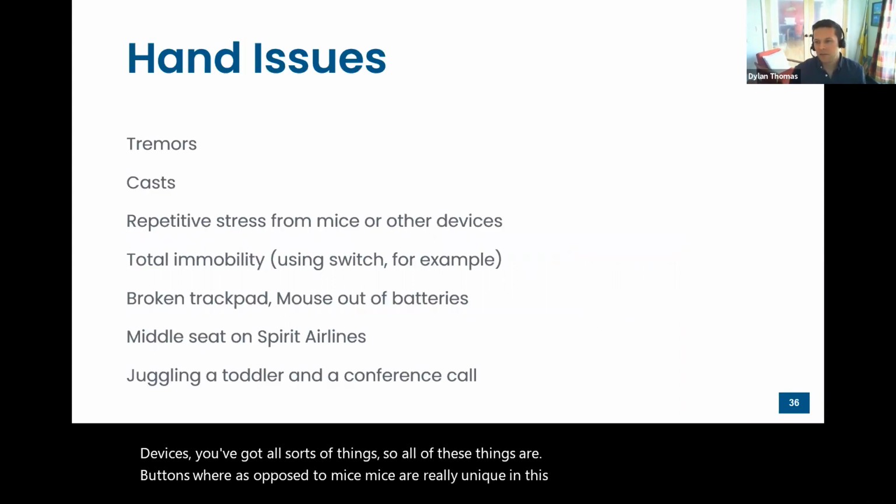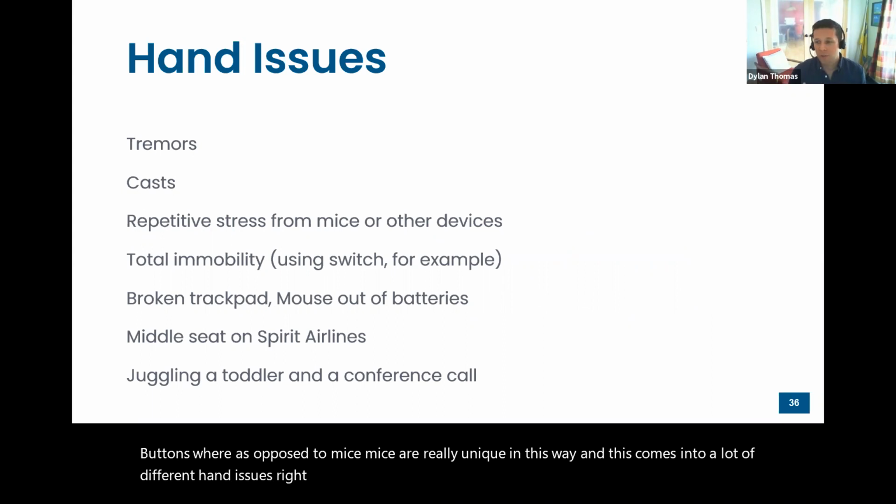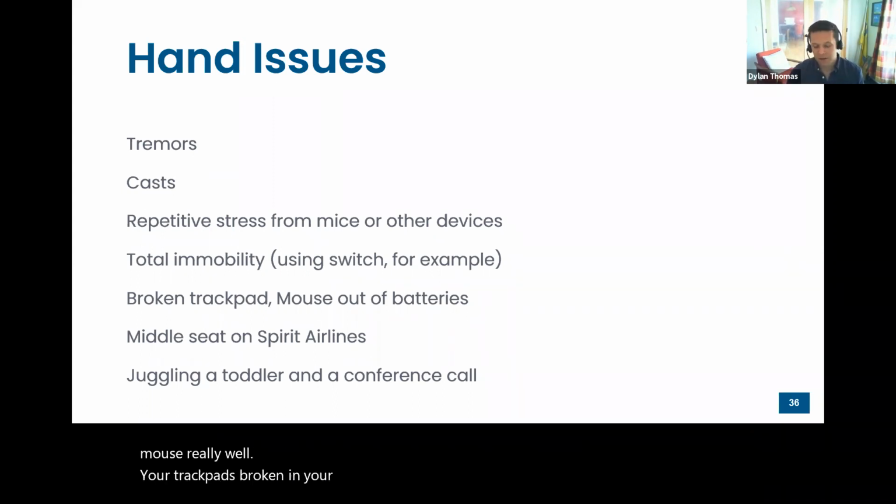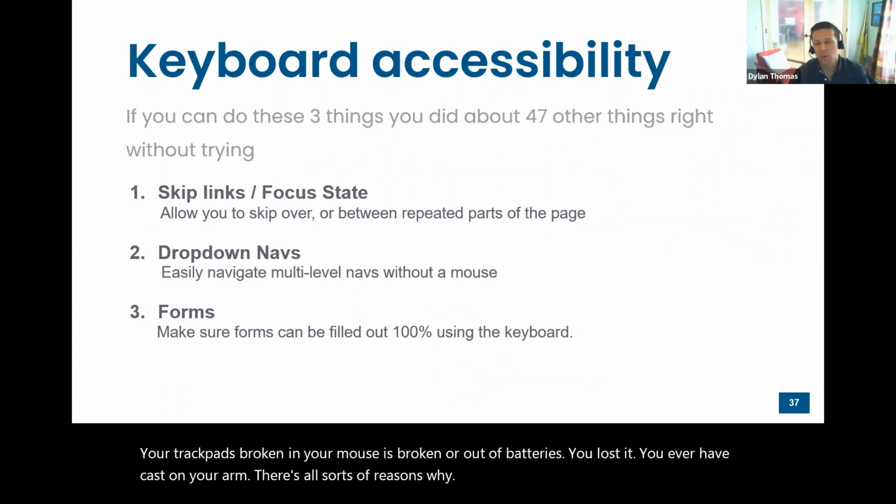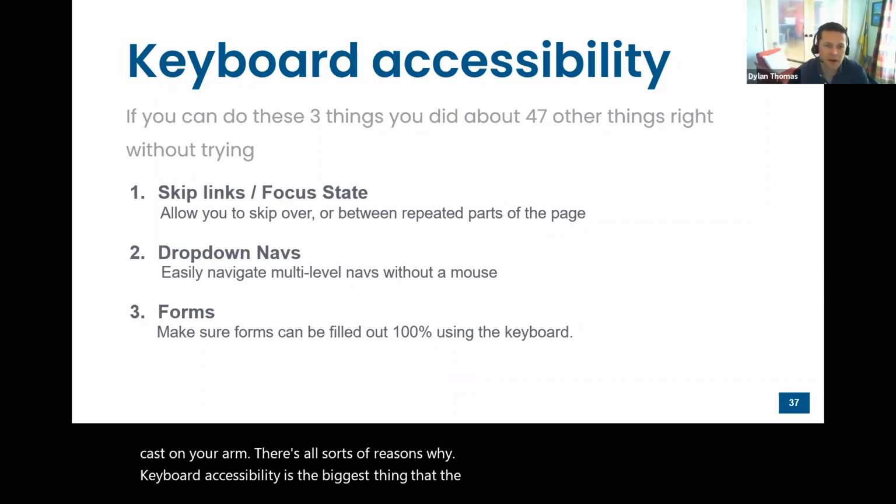And this comes into a lot of different hand issues, right? So there's lots of reasons why you wouldn't be able to use a mouse really well. Maybe your trackpad's broken, your mouse is broken, you're out of batteries, you lost it, you have a cast on your arm. There's all sorts of reasons why. So keyboard accessibility is the biggest thing that the front-end dev team can take care of.